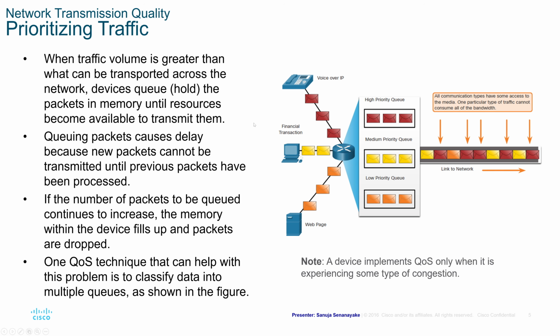What you need to understand is that the primary purpose of prioritizing traffic is to manage the queuing done by the devices, so that all the traffic gets a fair chance and a proper option for transmission. Remember that. If the number of packets on the queue continues to increase, the memory within the device fills up and the packets start to drop, which will also have an impact on the quality of service.